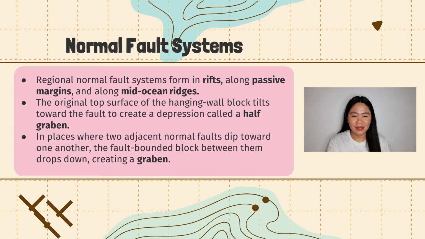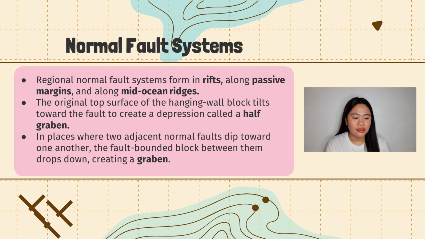Normal fault systems. Regional normal fault systems form in rifts, which are belts in which the lithosphere is undergoing extension, along passive margins, which are continental margins that are not currently plate margins, and along mid-ocean ridges. Typically, faults in a normal fault system comprise relay or parallel arrays. They can be discrete or planar, or contain distinct fault bands.